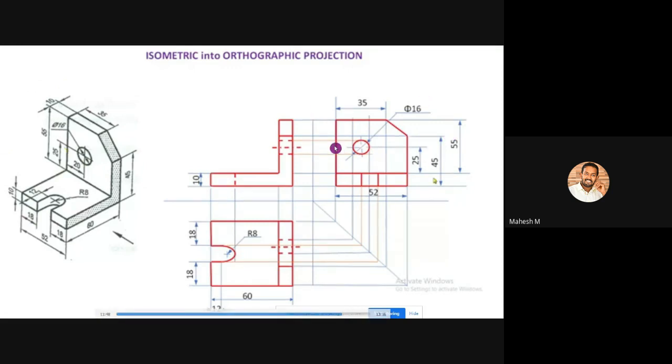And at the end of your diagram, please create 2 lines at a distance of 5 mm. So in here you have to write this as front view, and here you have to write this as top view, and here you have to write this as left side view. Okay, you have to mark it as left side view. So that is the end of this orthographic projection.